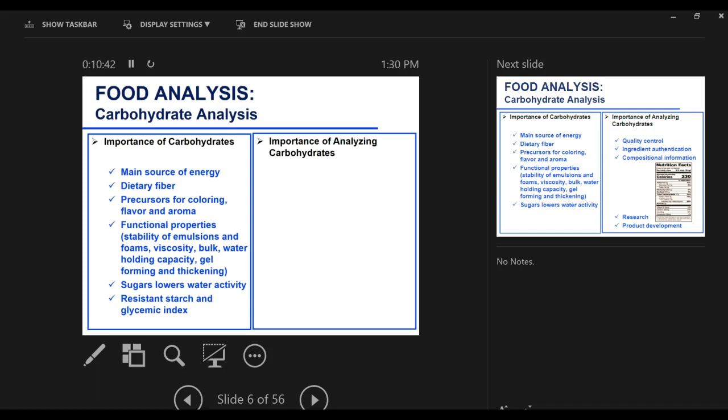Okay, so resistant starch. Retrogradated starch is a resistant starch. Raw starch is a resistant starch. Chemically modified starch is a resistant starch. Starch that is bound within a food matrix and is not accessible by enzymes is a resistant starch. So there are your 4 types of resistant starches.